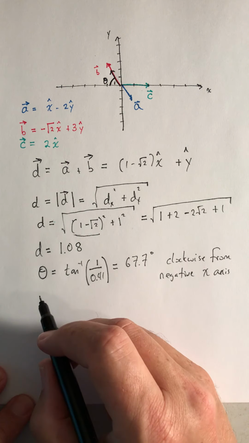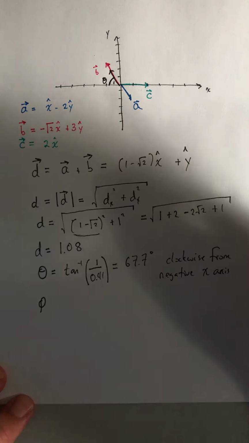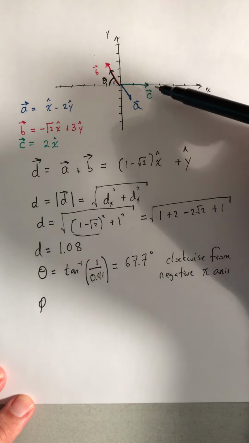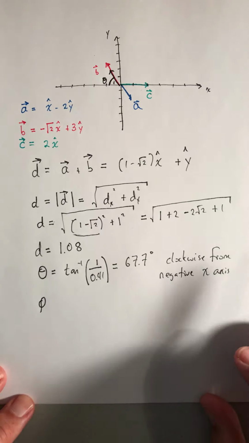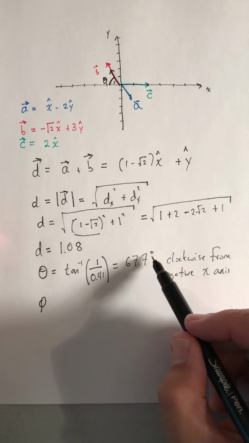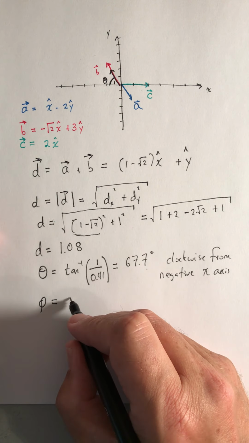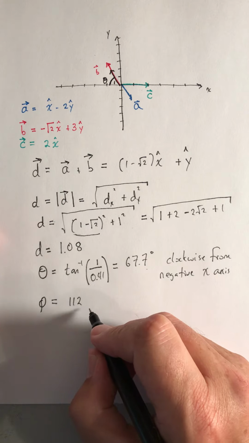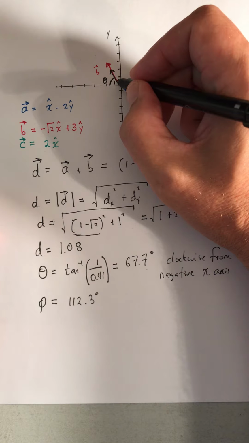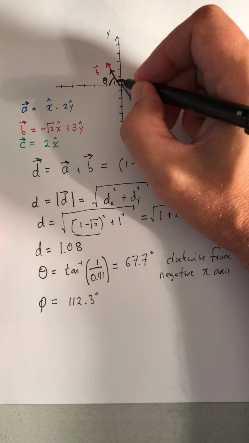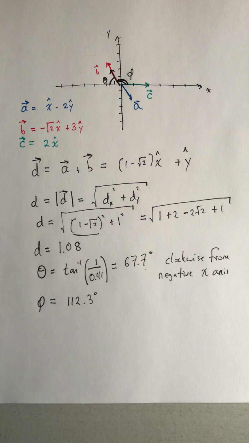Conventionally, what we use in physics is that a counterclockwise rotation is a positive rotation, measured from the x-axis. So if this is 67.7 degrees, then the angle phi would be 112.3. And there's the angle phi. All right.